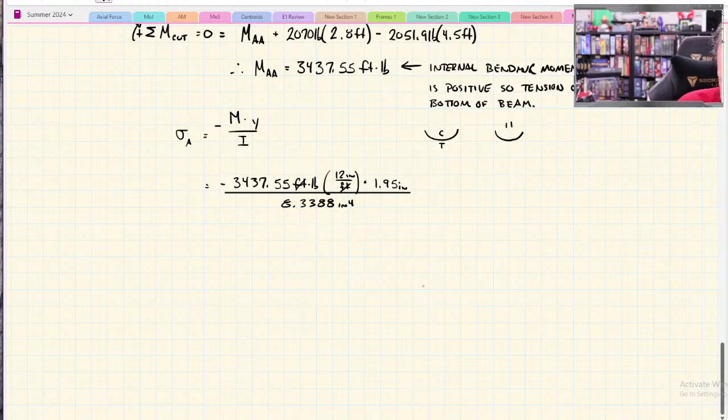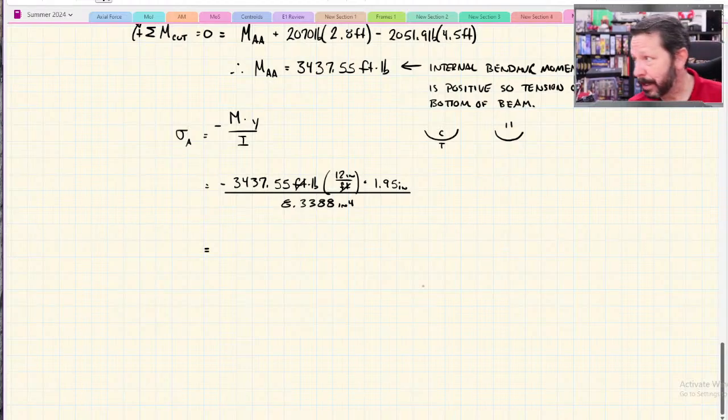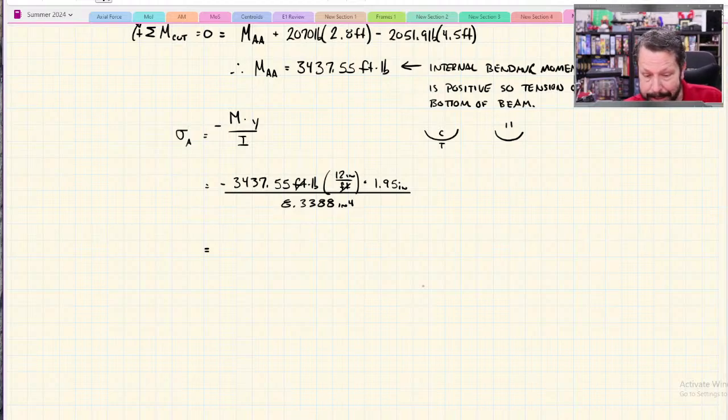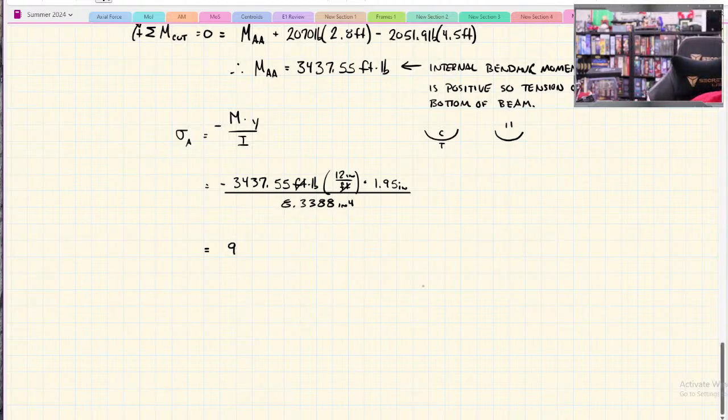And if we have not rounded too much and not made any mistakes, then this will be our answer for part A. Let's see. 37.55 times 12 times 1.95 divided by 8.3388 gives us 9,646.3 psi.